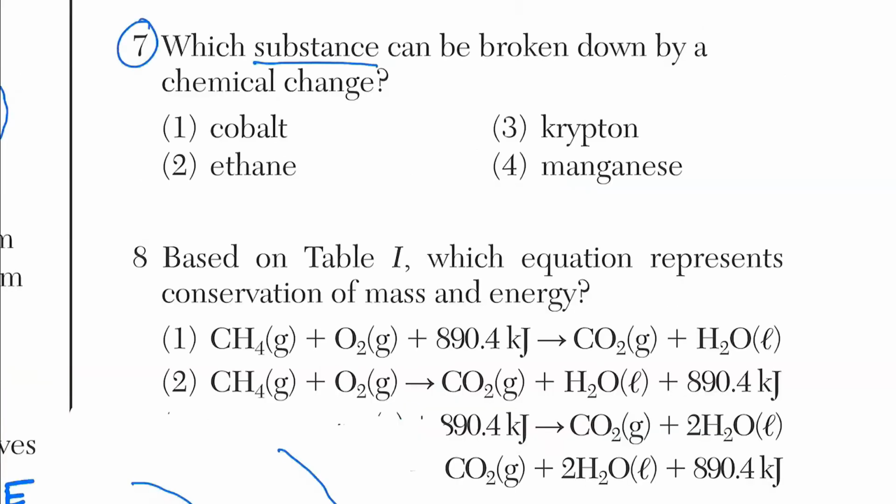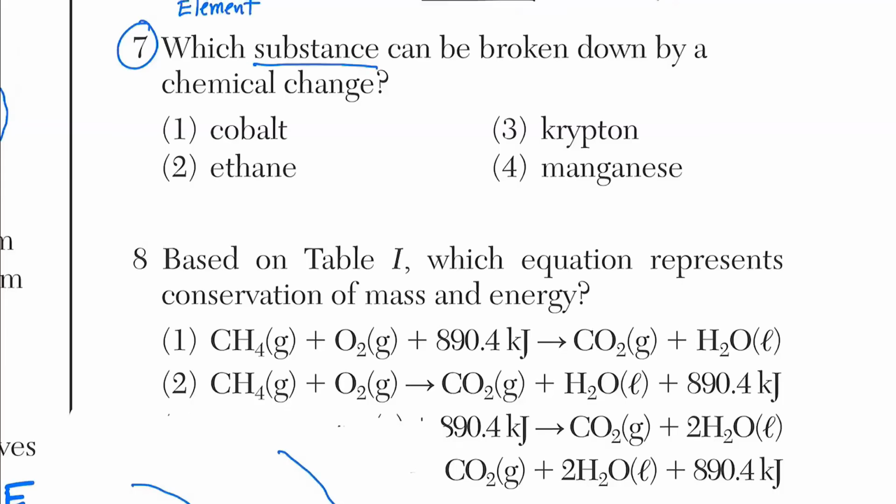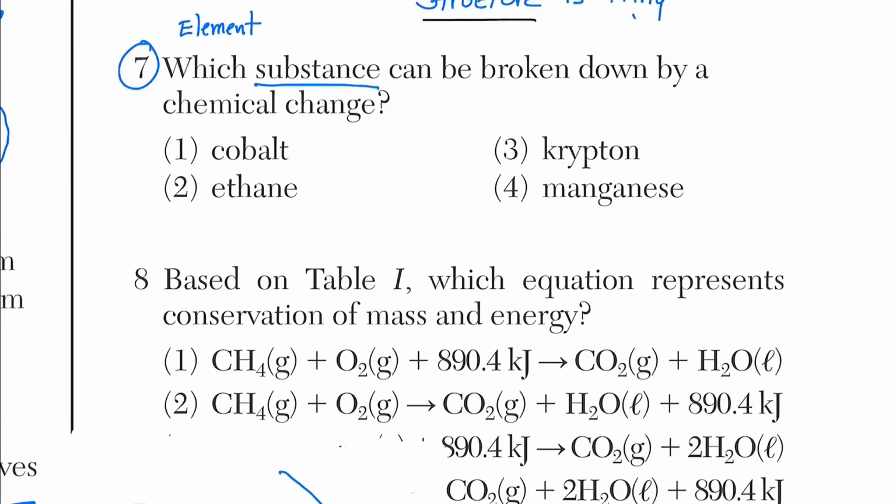Substance. We should need to know what that is. A substance, my friends, in chemistry is either going to be an element, which differs by their proton number, right? So element or a compound. And a compound is two or more different elements bonded together. So which substance can be broken down by a chemical change? Well, we know that elements cannot be broken down, okay, because they're the simplest form of matter.